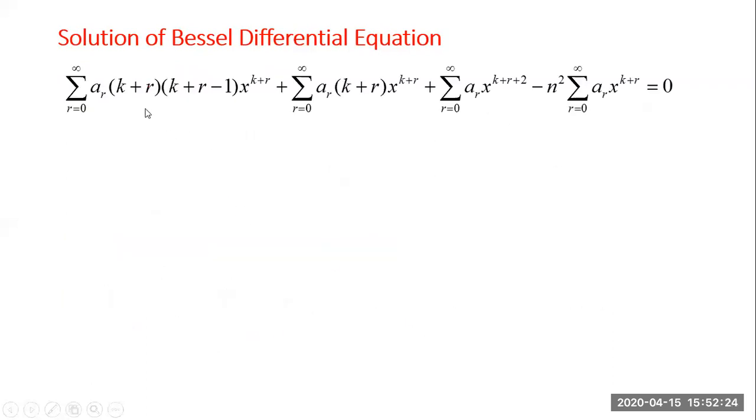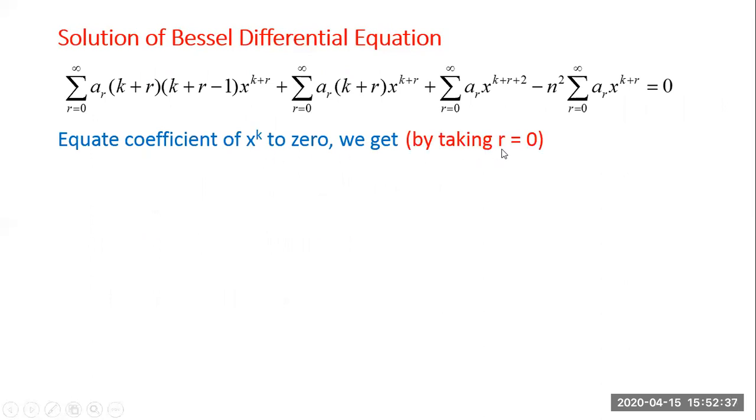Okay, this is the expression we have. Here, first I equate the coefficient of x to the power k to 0. So to find the coefficient of x power k, take r equal to 0. When I take r equal to 0, I get the term containing x power k. So find the coefficient of x power k and equate that to 0.